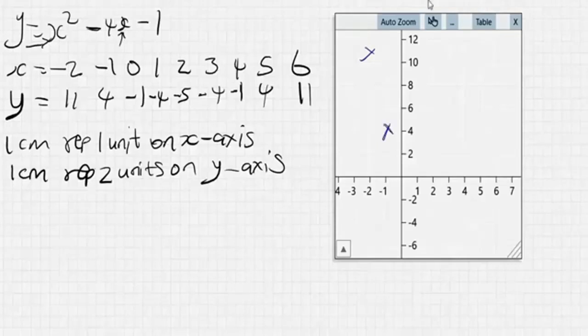Now when our x is 0, our y is -1. When you trace it, -1 will be in between 0 and -2. So it's going to be somewhere here. Now when our x is 1, our y is -4. When you trace it, the point will be here.